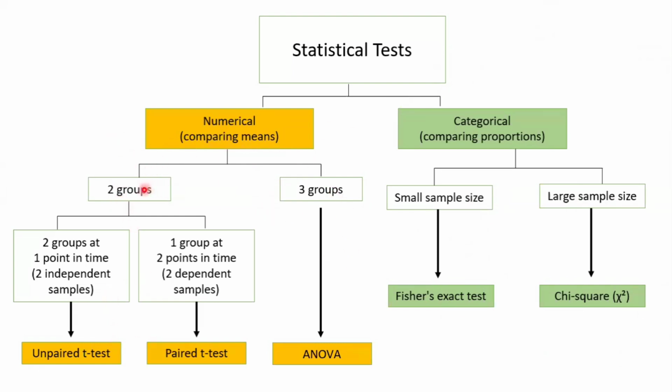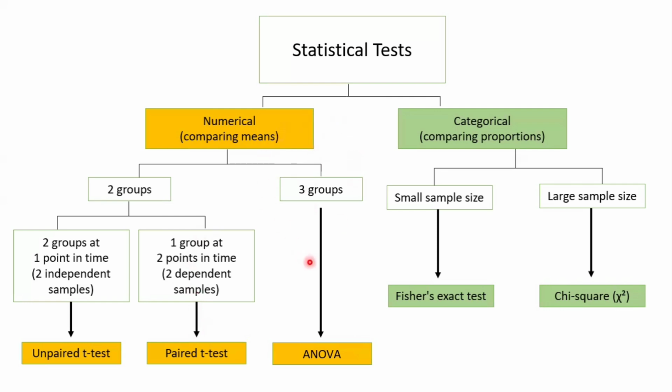If there are two groups, now we have to see if an independent t-test or a paired t-test is going to be used. If there are two groups at one point in time, two independent samples, as we talked about earlier, for example, a group of patients taking drug A versus a group of patients taking drug B, these are independent of each other, and an unpaired or independent t-test is going to be used. If there is one group at two points in time, two dependent samples, for example, a population of patients before taking drug A and after taking drug A, so the same population at different points in time, then a paired t-test is going to be applicable.